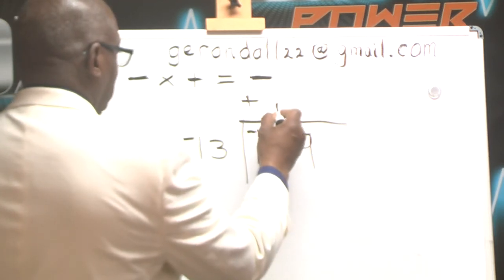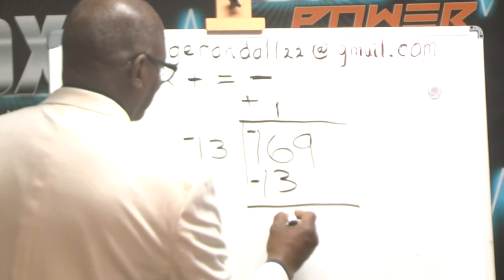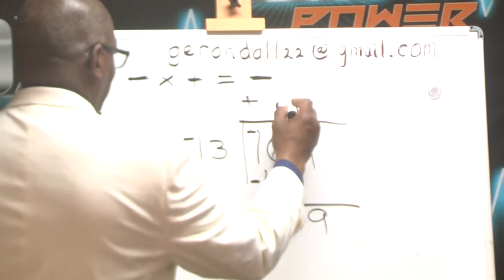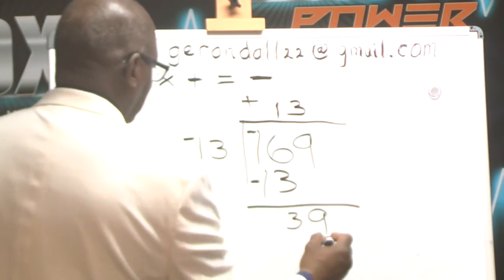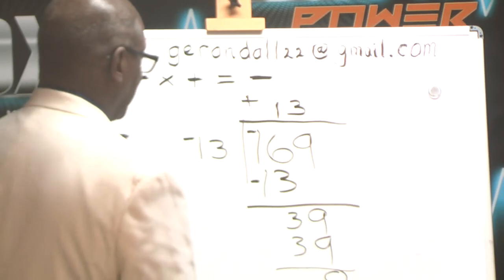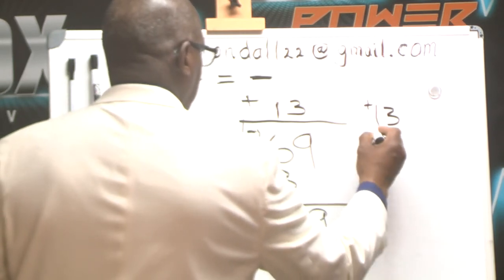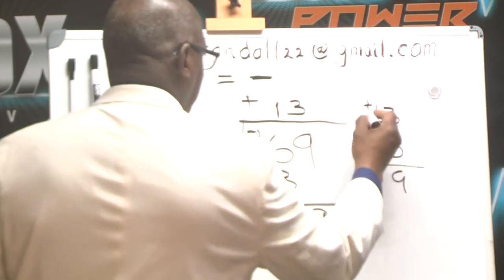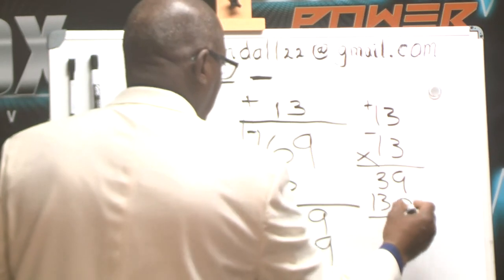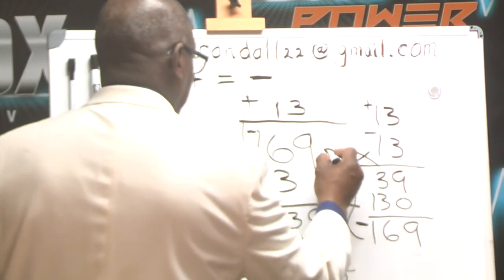13 into 16 once. Subtract. And 13 and 39, 3. 3 times 3 is 9. 3 times 1 is 3. And our answer is a positive 13. We check. Three times 3, 9. 3 times 1, 3. 1 times anything is that thing. 9, 6, 1. And a negative times a negative is a negative. What's in the house? A negative 169.